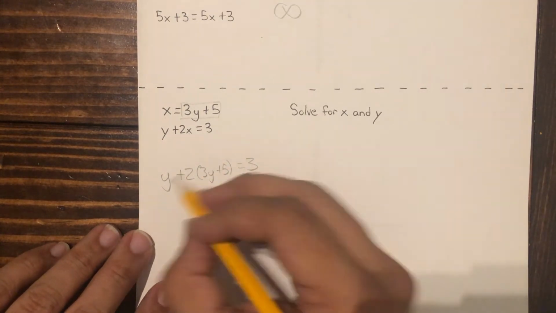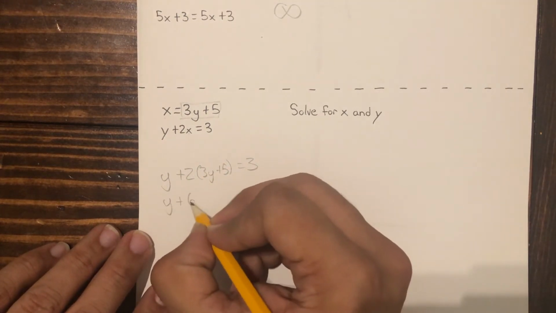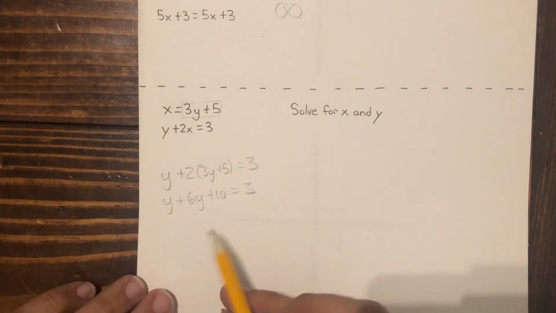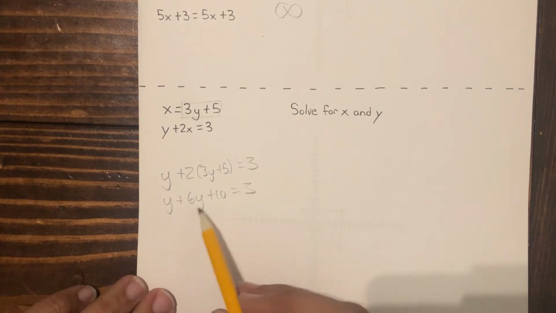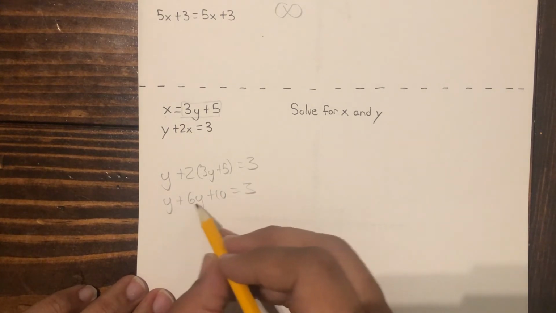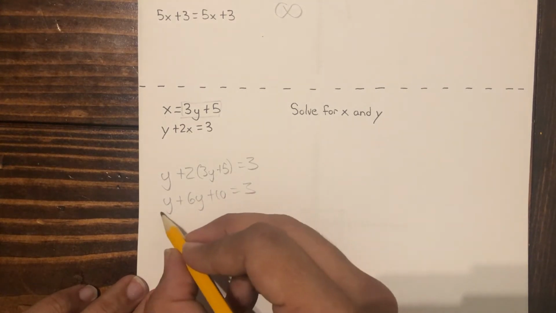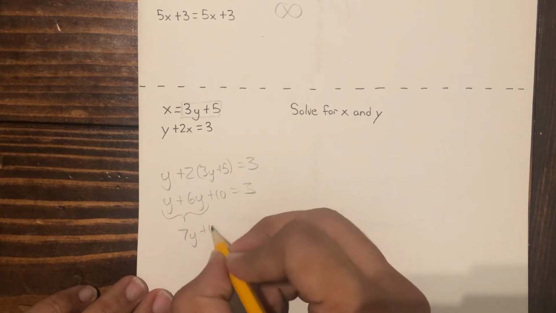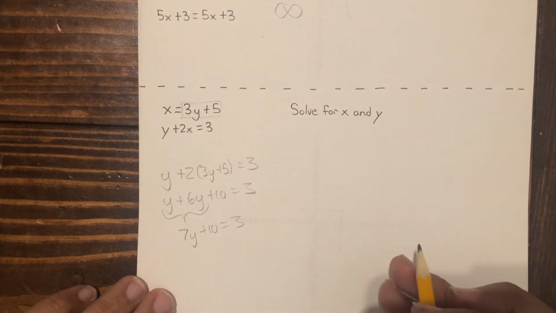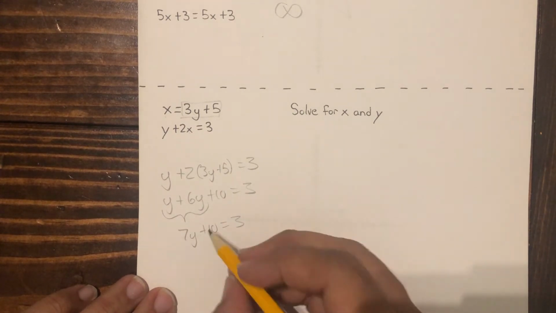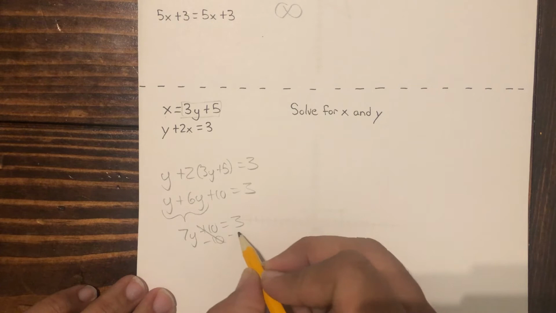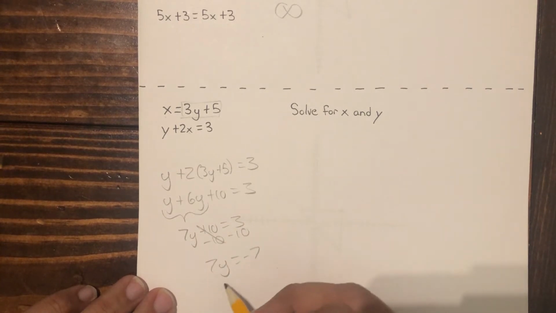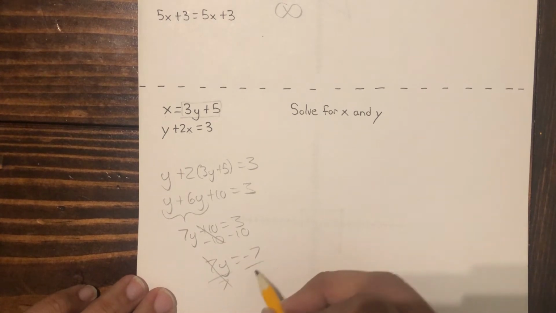So now I'll distribute, and now we're left with y plus 6y plus 10 equals 3. Now I can combine the y's right here, and we're going to get 7y, because there's 1y and 6y. So 7y plus 10 equals 3. Now I can solve it like a two-step equation. Subtract the 10, because it's the furthest from the y. 7y equals negative 7. Divide by 7.